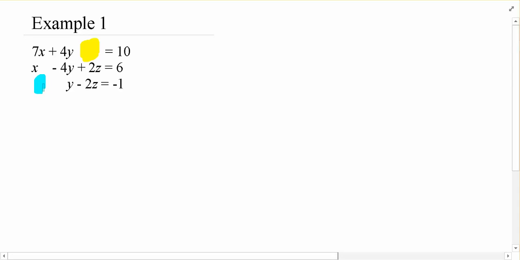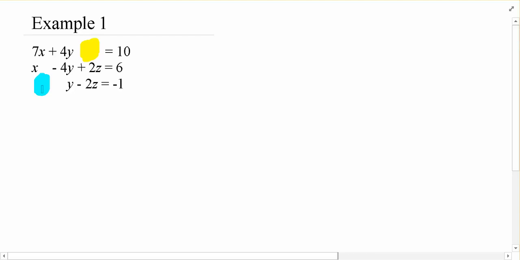We also have a variable that's already missing there, meaning the smart choices for which variable to eliminate are either going to be x or z. We're not going to eliminate y because it's not a freebie. Even though it might not be hard to eliminate the y's, it's not free, and free is always better than easy. So we're going to pick either x or z.